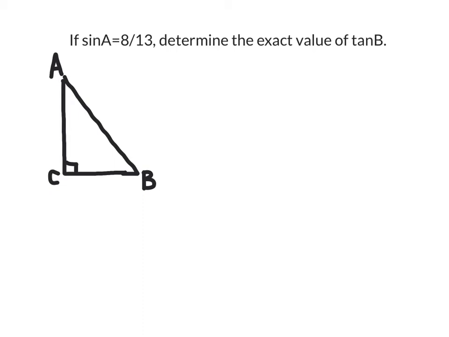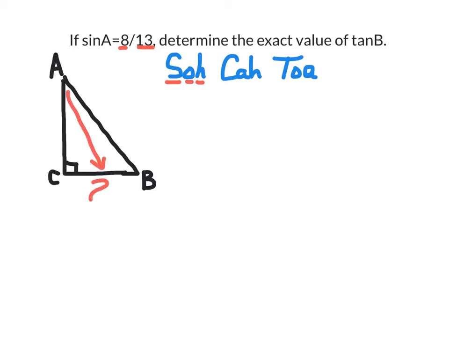In order to complete my diagram with the side lengths, I have to remember my primary trigonometric ratios. Sine, cosine, and tangent can be calculated using the acronym SOHCAHTOA. So if I know that the sine of angle A is 8 over 13, I'm going to look at sine. I know that sine is equal to opposite over hypotenuse. So I know that 8 is the opposite side and 13 is the hypotenuse. So from angle A, the opposite side is 8, the hypotenuse is 13.